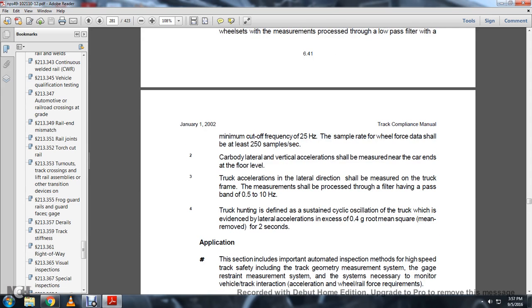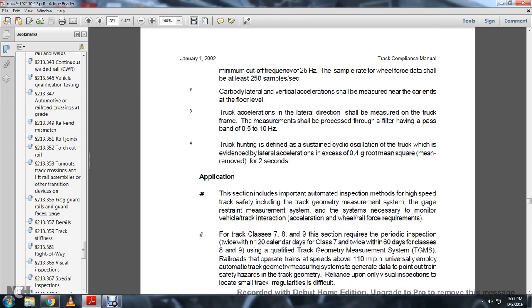Truck hunting is defined as follows. Footnote number 4: truck hunting is defined as sustained cyclic oscillation of the truck, which is evidenced by lateral acceleration in excess of 0.4 G's RMS, mean removed, for 2 seconds.